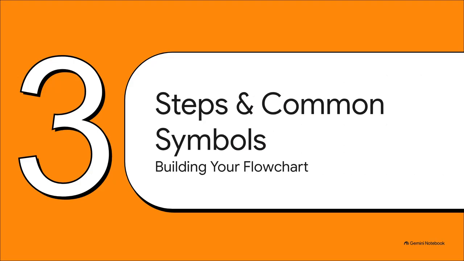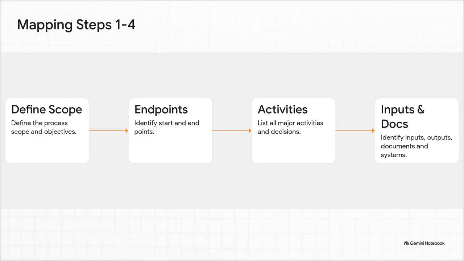Which brings us to Section 3, Steps and Common Symbols, because now we need to know how to actually build one of these ourselves. Building your own map requires a bit of a strict methodology. Step 1, define your process scope and objectives. Are you mapping the entire supply chain or just the warehouse dispatch? You gotta choose. Step 2, identify your exact start and end point.